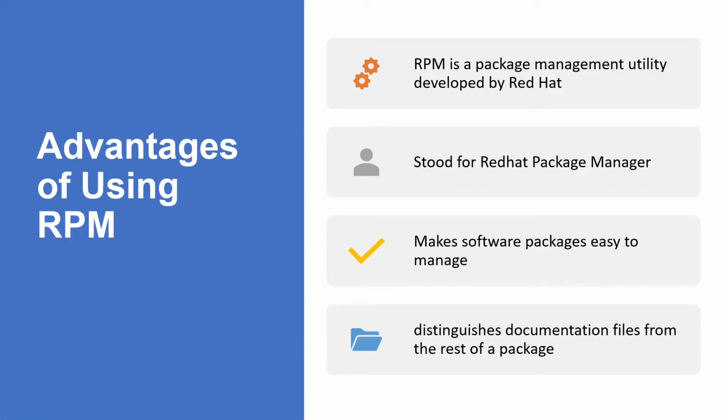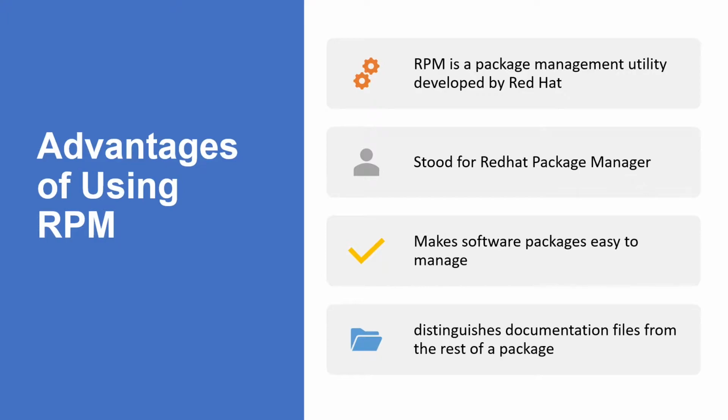Advantages of using RPM. RPM is a package management utility developed by Red Hat. The name originally stood for Red Hat Package Manager. All files related to a specific task or subsystem are packaged into a single file, which also contains information about how and where to install and uninstall files.